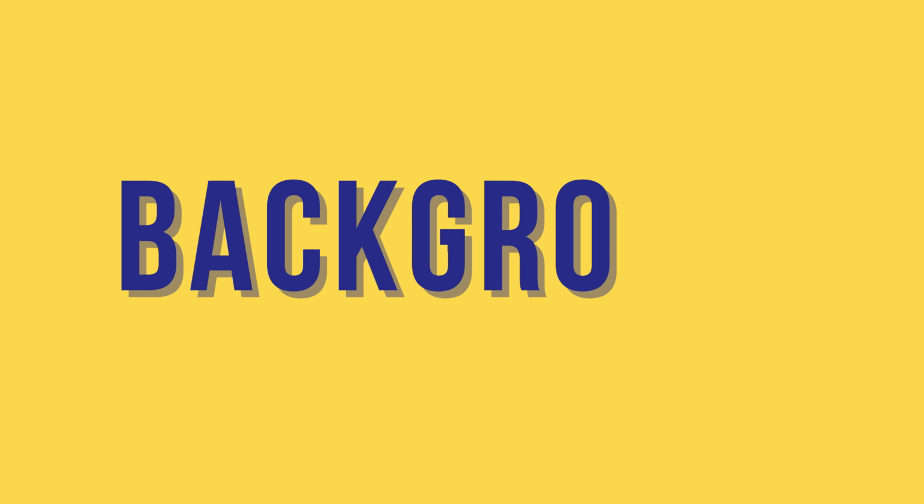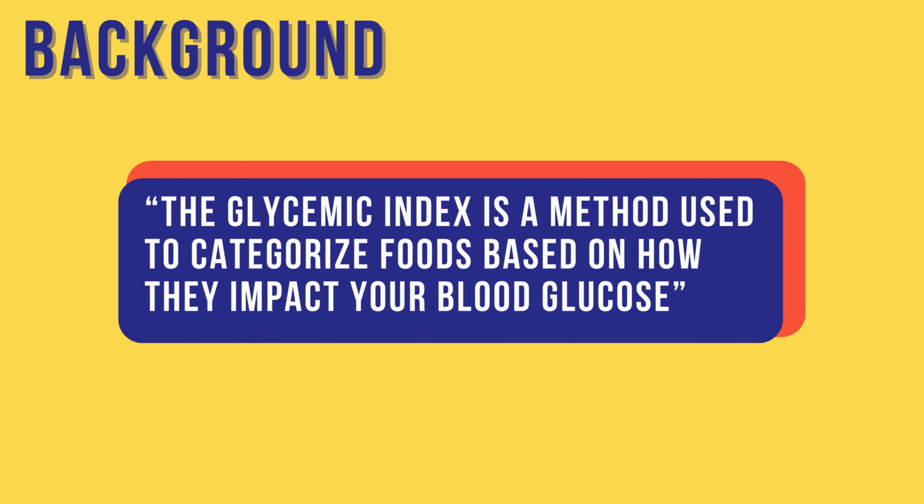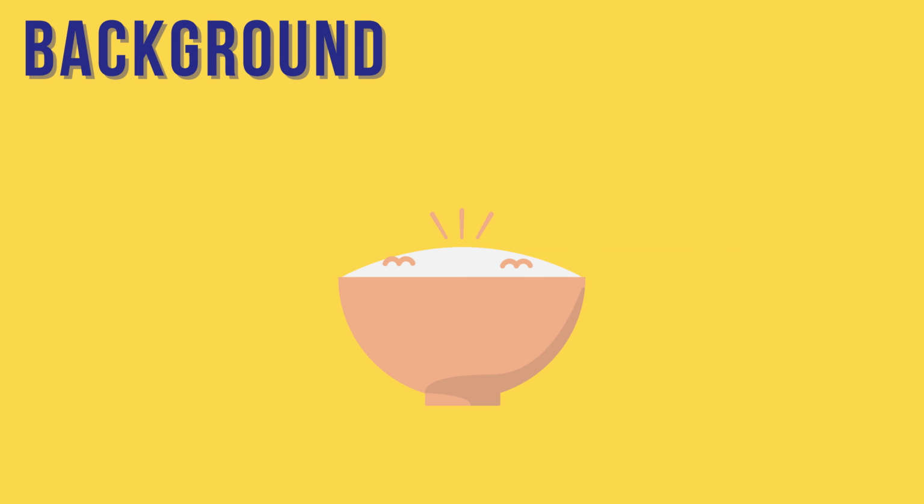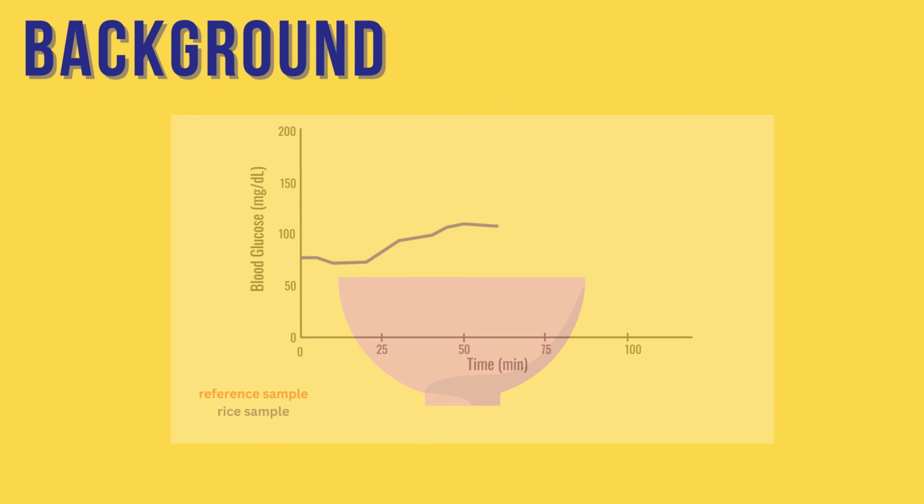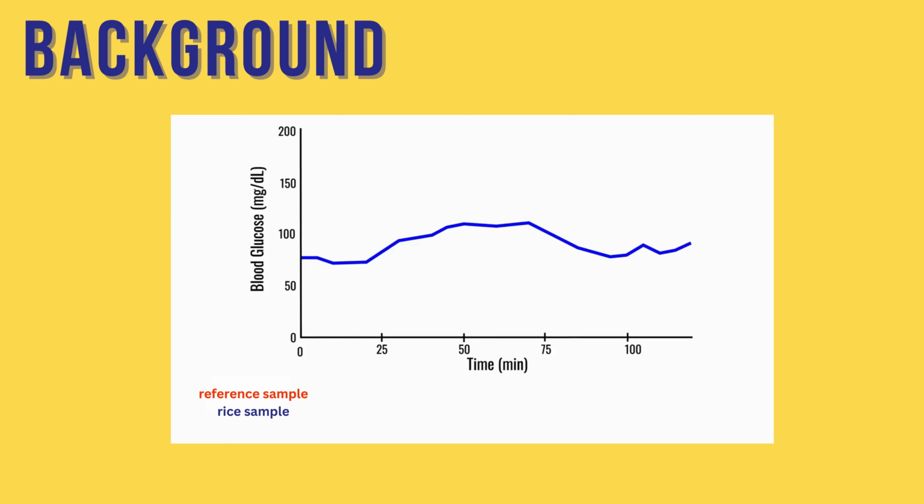The glycemic index is a method used to categorize foods based on how they impact your blood glucose. So, how does it work? The blood glucose response to a test food, say this whole rice, is measured over 2 hours and compared to the blood glucose response for a reference food like a sugar drink.